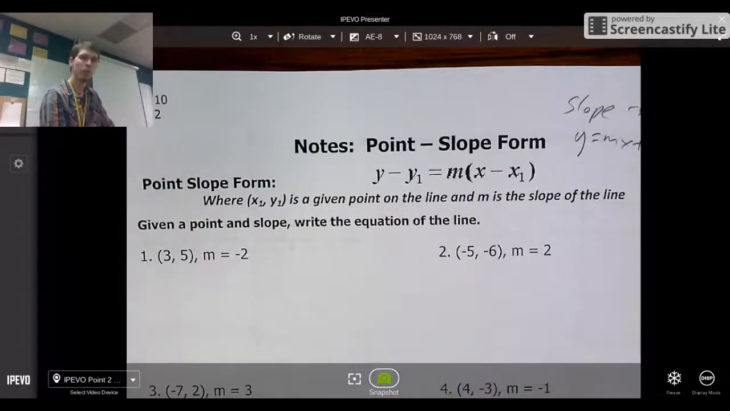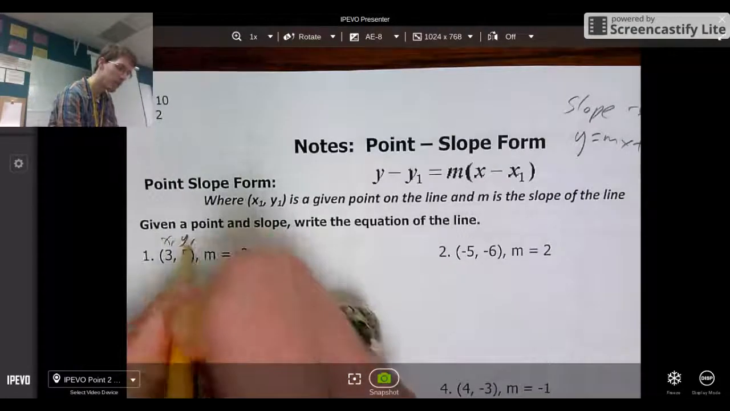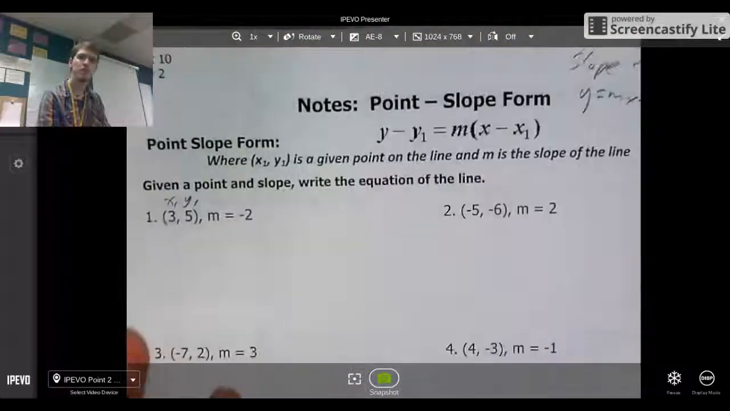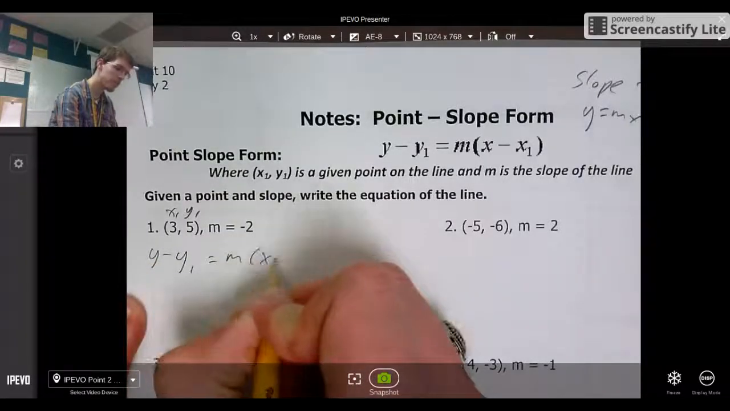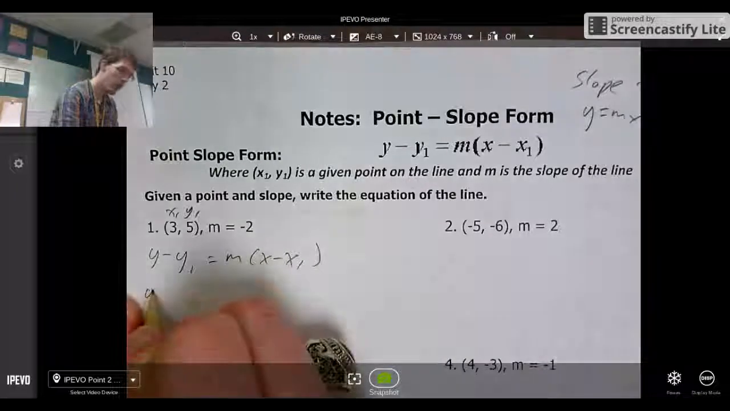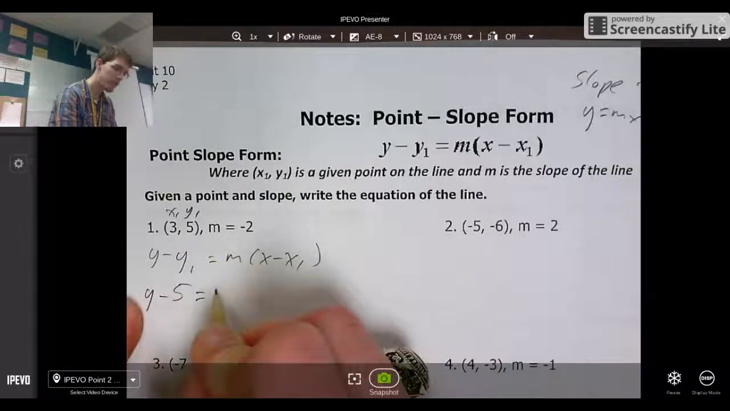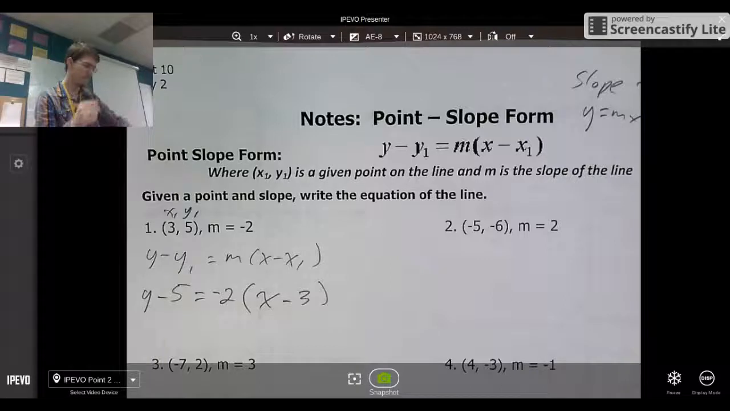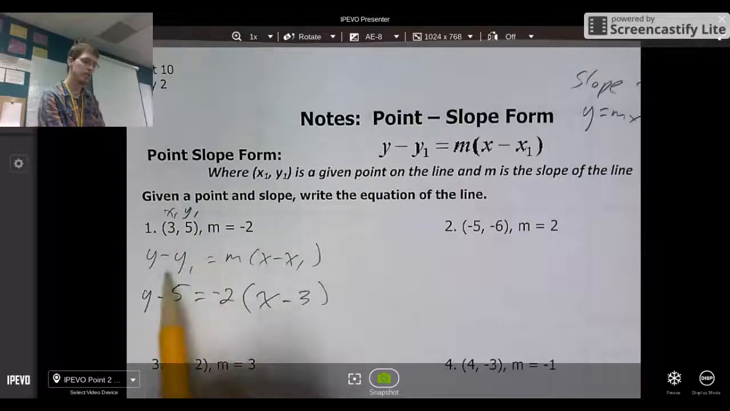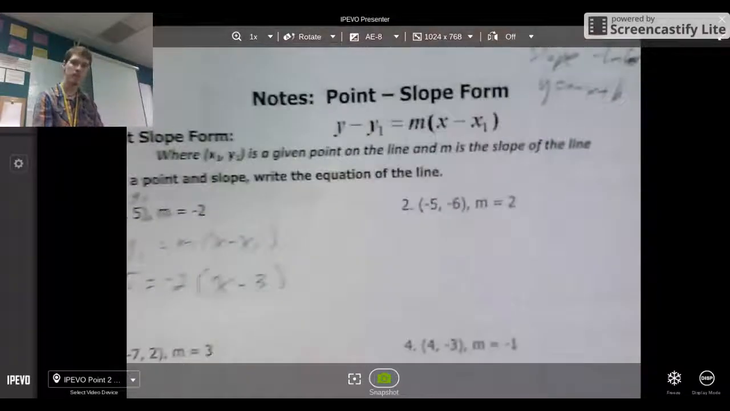Okay, so if I have my point, I'm going to call it x1, y1. X always comes first. And so I get y minus y1 equals m times x minus x1. So y minus 5 equals negative 2, parentheses, x minus 3, close parentheses. That's it. That's all I'm doing. Just replacing each of these unknowns, y1, x1, m, with what we're given. All right, easy enough. Let's look at 2.